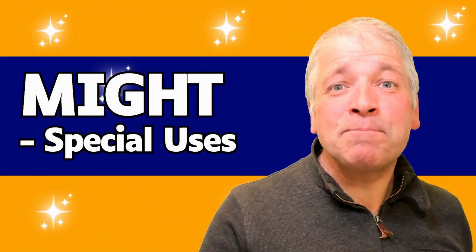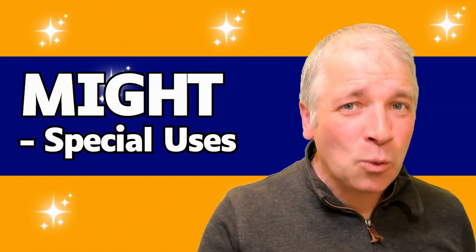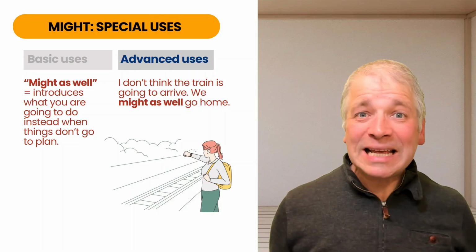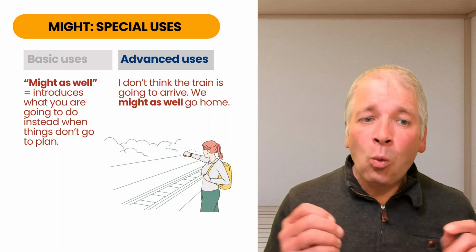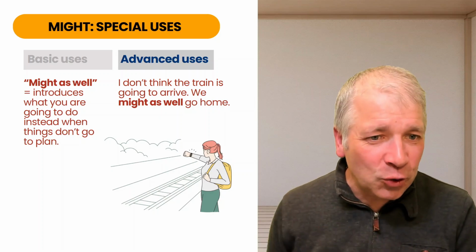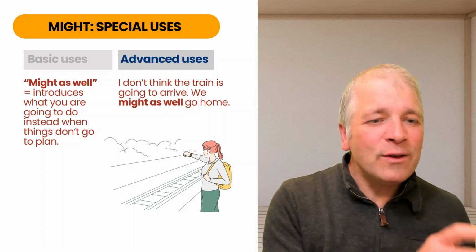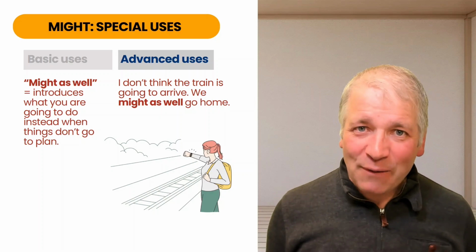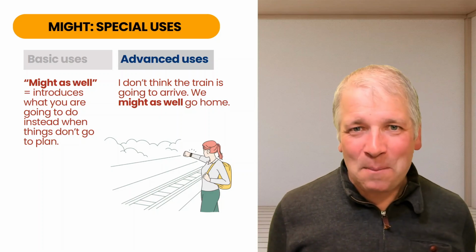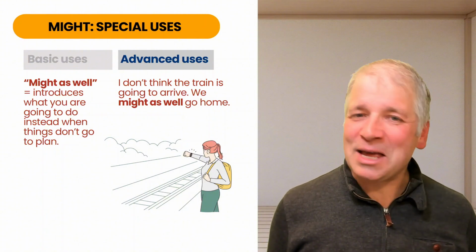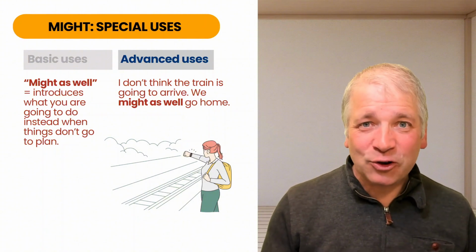And here are some special uses using the word might. Firstly, let's look at might as well. Might as well introduces what you are going to do instead when things don't go to plan. Have a look at the example here. Look at the lady in the picture. This is another example of someone who can't see a train. Now the problem here is the train is late.